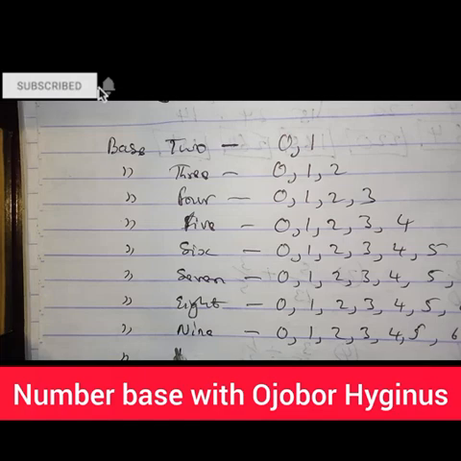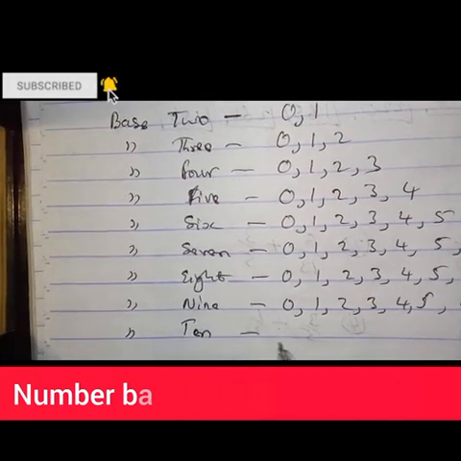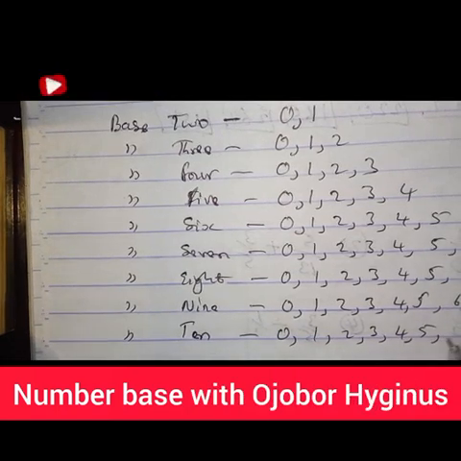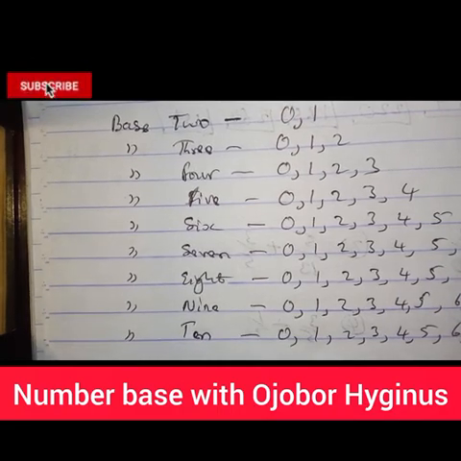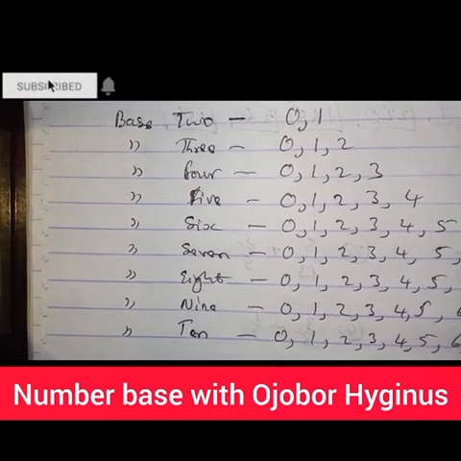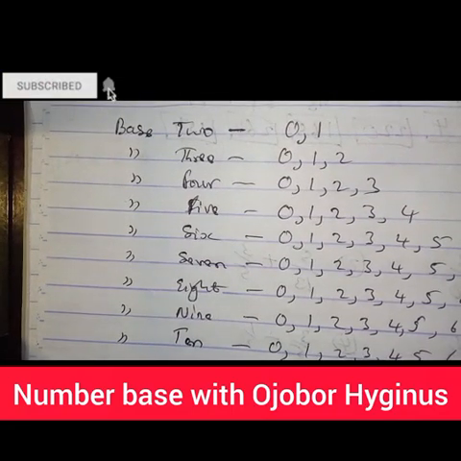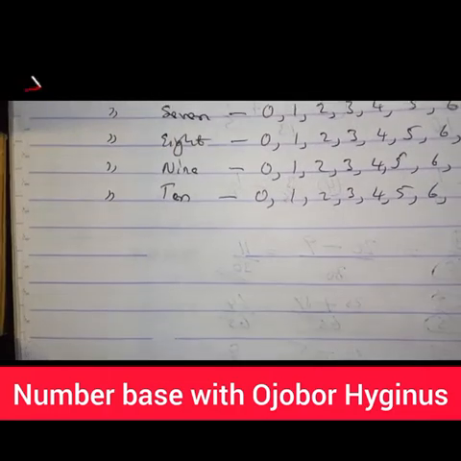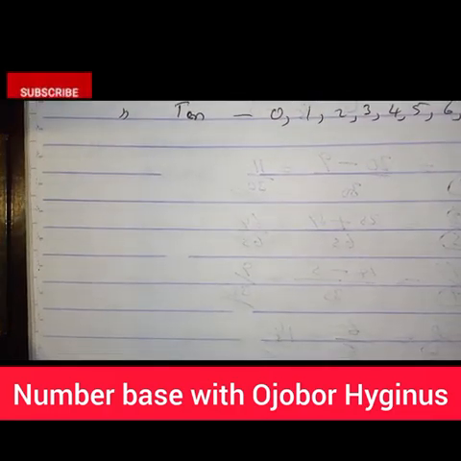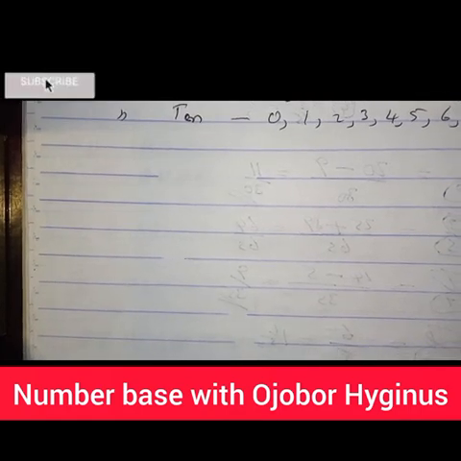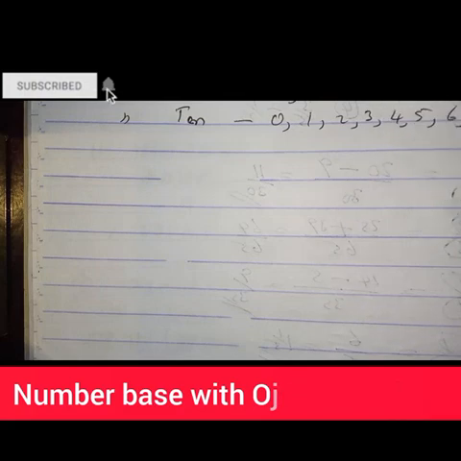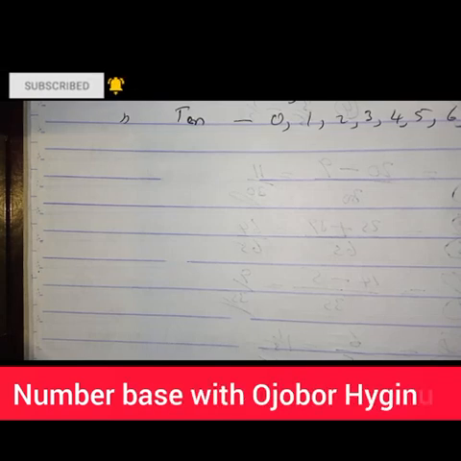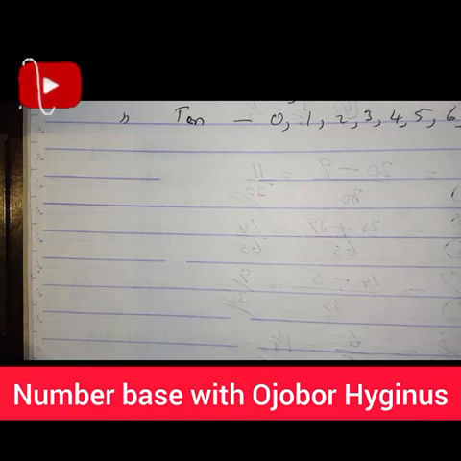Then in base 10, we have 0, 1, 2, 3, 4, 5, 6, 7, 8 and 9. We are going to stop here. Like I said, we have other number bases, base 11, base 12 and so on and so forth, but we are going to stop at this point. We are going to limit our emphasis from base 2 to base 10. If there is need to solve questions under other bases, the same rules that guide base 2 to 10 will still be applicable, and so we will not have much trouble. So let us see how it works.